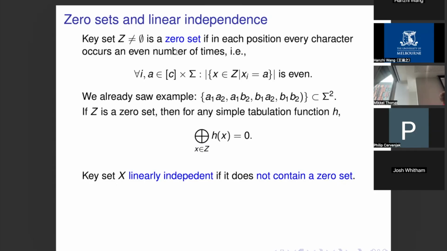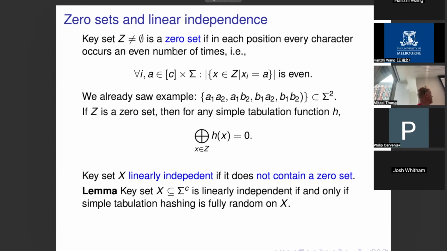I will say that a key set is linearly independent if it does not contain a zero set. So if we don't have such a set, then I call it linearly independent. And I have this cute lemma that says that a key set is linearly independent if and only if simple tabulation is fully random. So if I'm so lucky that somebody gives me a key set without a zero set as a subset, then simple tabulation is the perfect hash function.